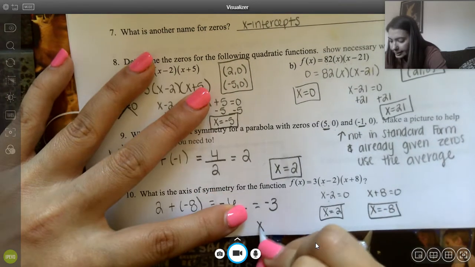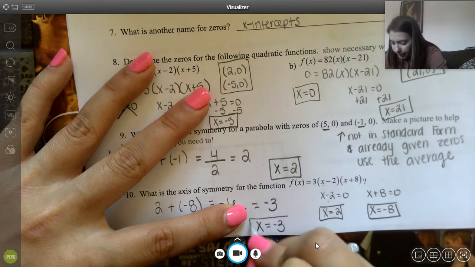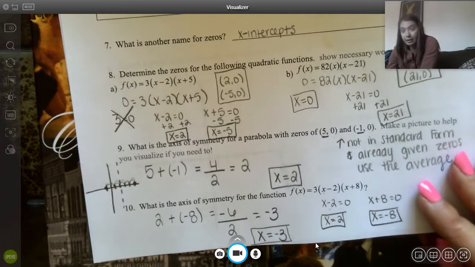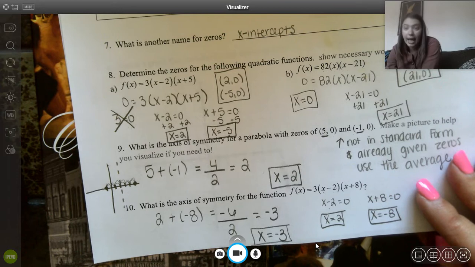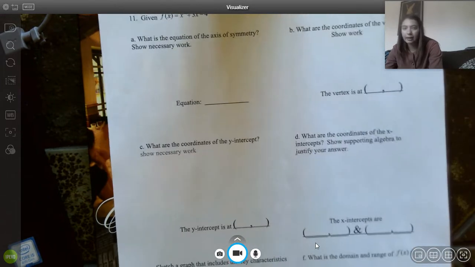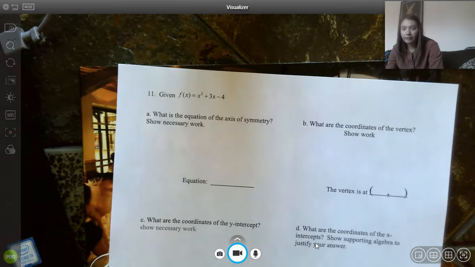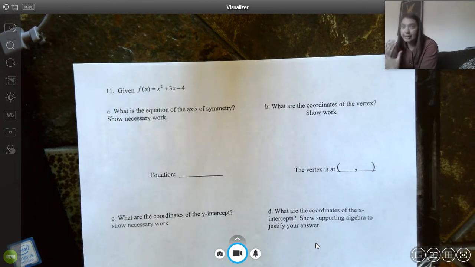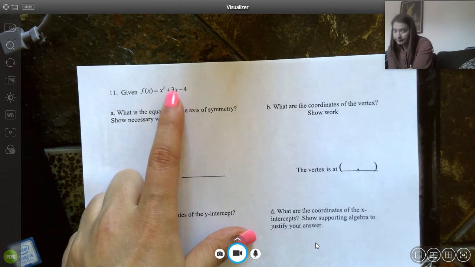So therefore, x is equal to negative 3. That is the equation of the line for the axis of symmetry. And remember, your axis of symmetry should always be set equal to x because it is a vertical line. Okay? So those are our answers for example problems 1 through 10. Let's go ahead and take a look at 11 on the second page. 11 is going to be an example for us that takes us through the entire page practicing sketching a parabola based on the given function that we know.